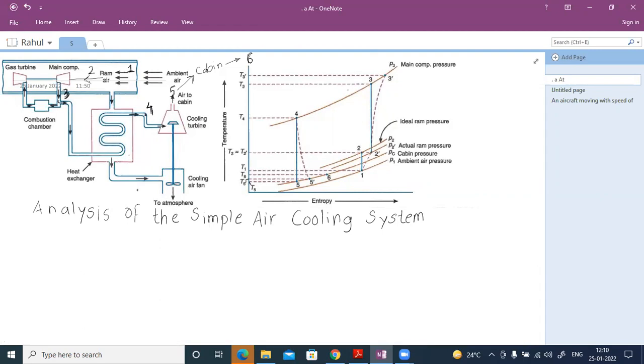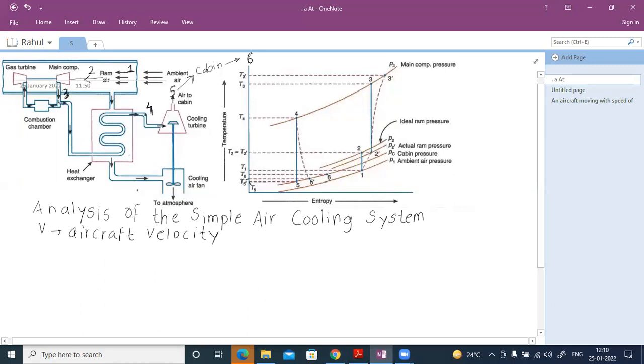Now let us start analyzing the cycle. We are supposed to analyze the cycle. Obviously the aircraft will be moving at a certain velocity, so I'll mention here V. V is nothing but the aircraft velocity, or this is nothing but the air velocity relative to the aircraft. One and the same.